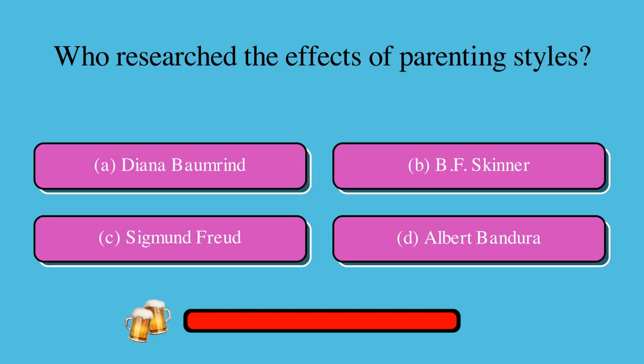Who researched the effects of parenting styles? Is it A. Diana Baumrind, B. Skinner, C. Sigmund Freud, or D. Albert Bandura? The correct answer is A. Diana Baumrind.